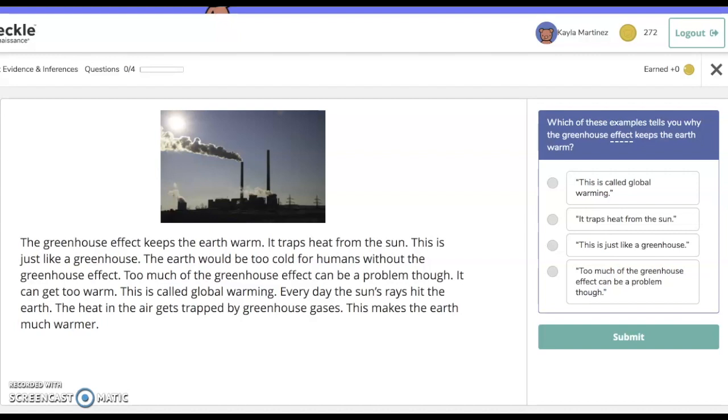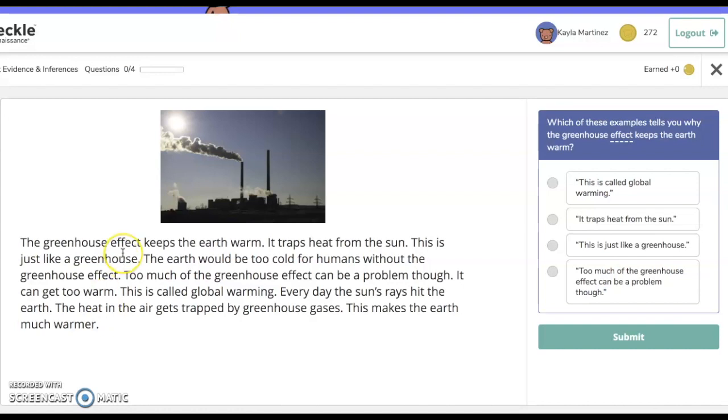So here's our first one, and here's a little text feature. We have a photograph. Let's go ahead and read the first paragraph here. It says, "The greenhouse effect keeps the earth warm. It traps heat from the sun. This is just like a greenhouse. The earth would be too cold for humans without the greenhouse effect. Too much of the greenhouse effect can be a problem, though. It can get too warm. This is called global warming. Every day the sun's rays hit the earth. The heat in the air gets trapped by greenhouse gases, and this makes the earth much warmer."